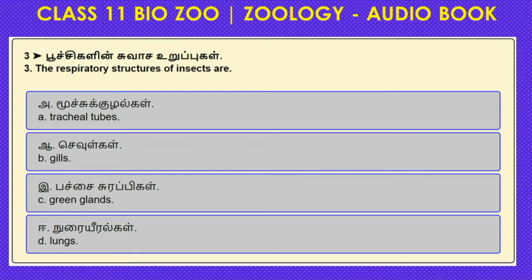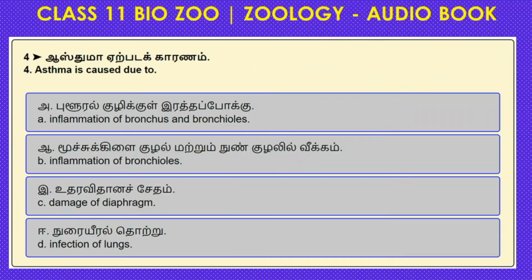Ribs. Question number 3. The respiratory structures of insects are A. Tracheal tubes, B. Gills, C. Green glands, D. Lungs. Answer to this question number 3 is option A. Tracheal tubes.